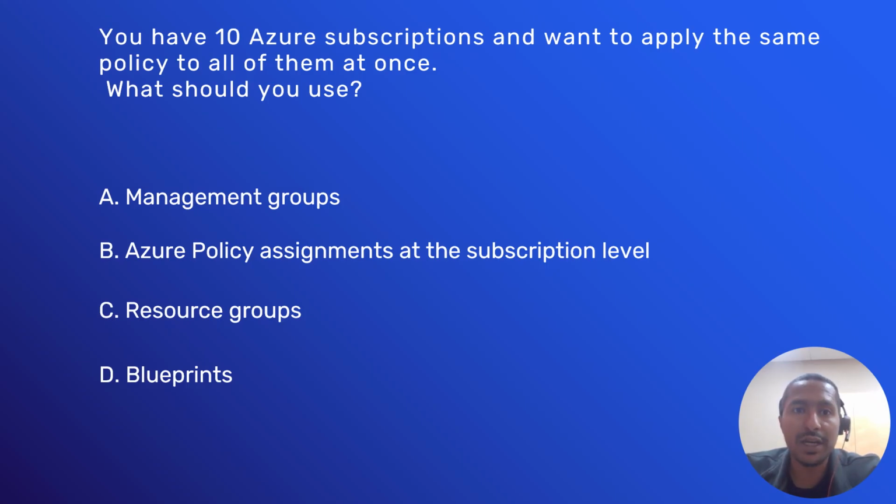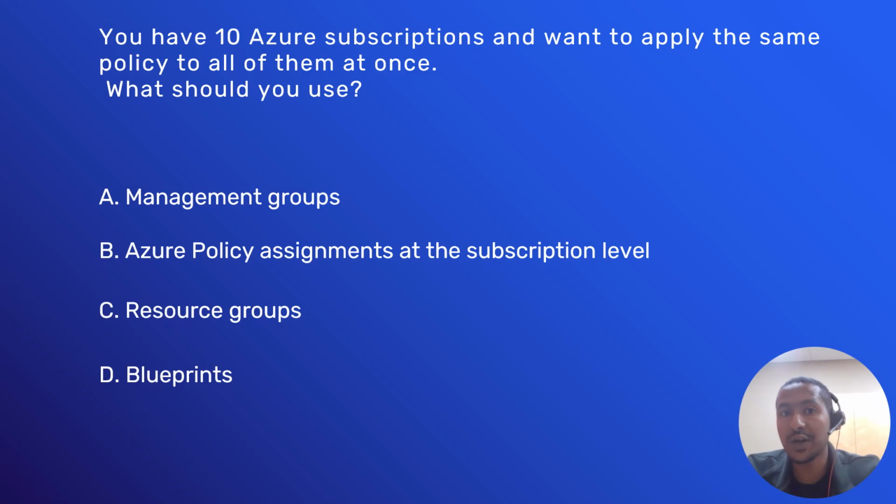Now, our first option is the management group, and Azure management groups sit above subscriptions in the Azure resource hierarchy. By assigning a policy to a management group, that policy will automatically apply to all subscriptions under it. So if you have 10 subscriptions and they are all in the same management group, you only need to assign the policy once, which is super efficient. And this is exactly what Microsoft recommends for managing policy at scale, and this is why option A, management groups, is the correct answer.